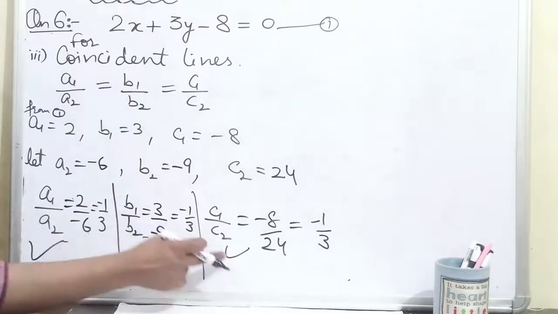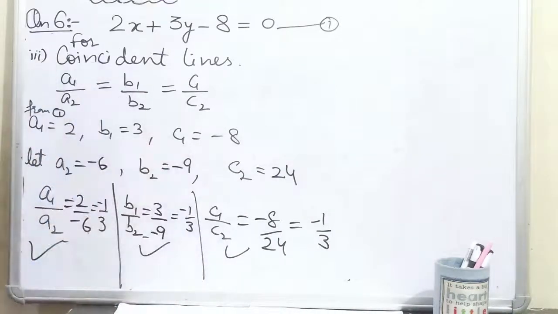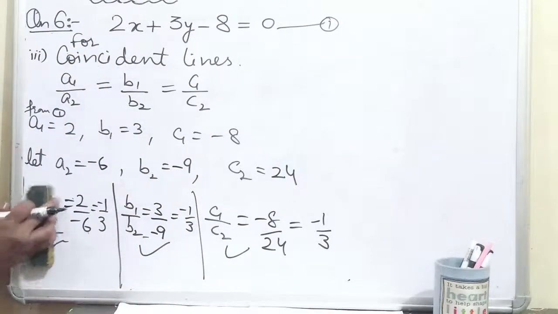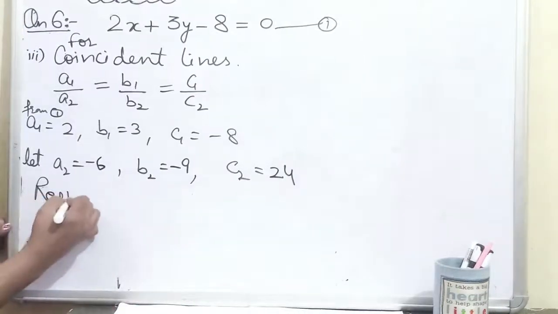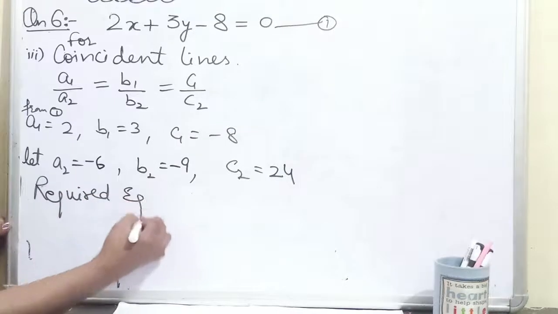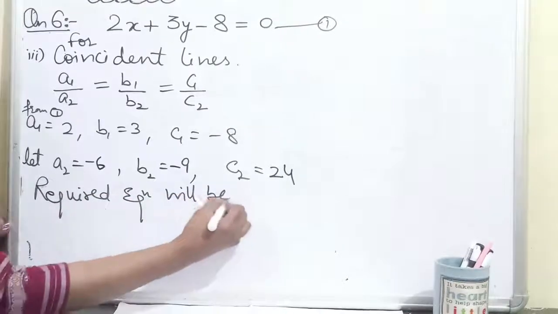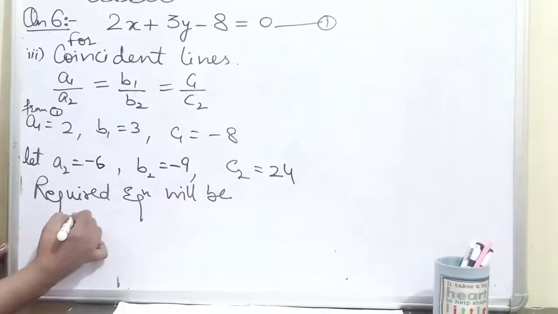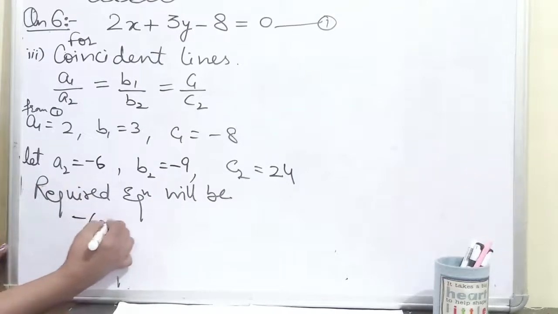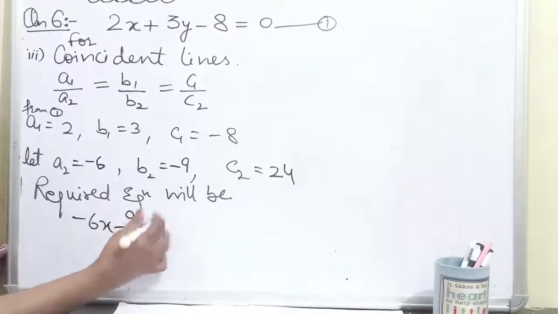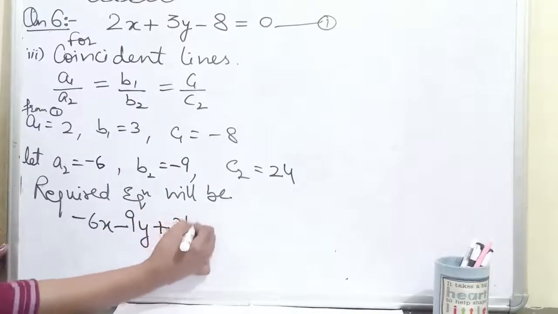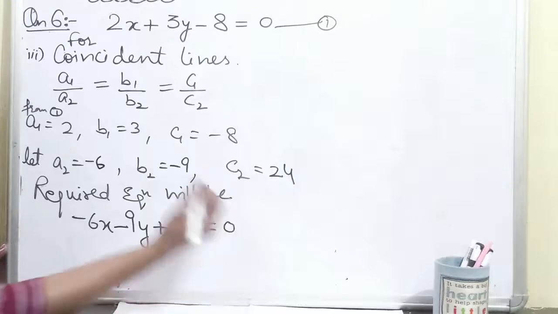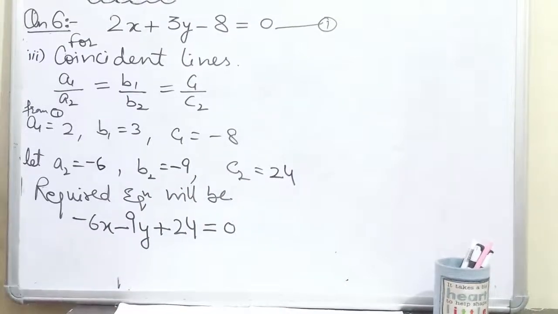And because all three ratios are equal, we will get coincident lines if we plot them on the graph. So the required equation will be -6x minus 9y plus 24 equals 0. This is the required equation.